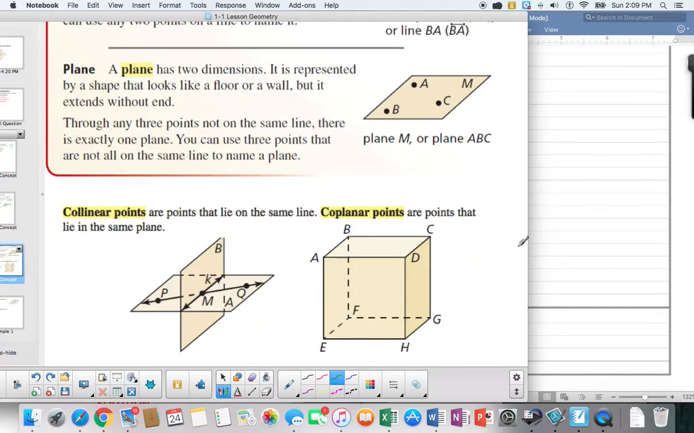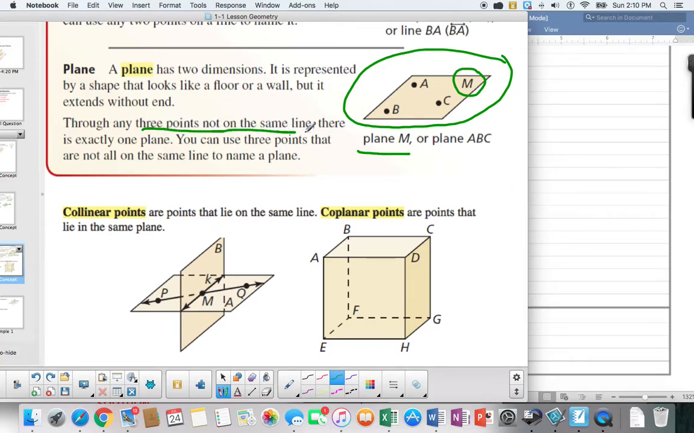Our next vocabulary word is plane. A plane is a flat surface that extends without end. This is the picture of a plane. We use a parallelogram, but we know that it keeps on going. There's really no boundaries. We can label it by a script letter and call it plane M, or we can pick 3 points that are not on the same line and label it by those 3 points.